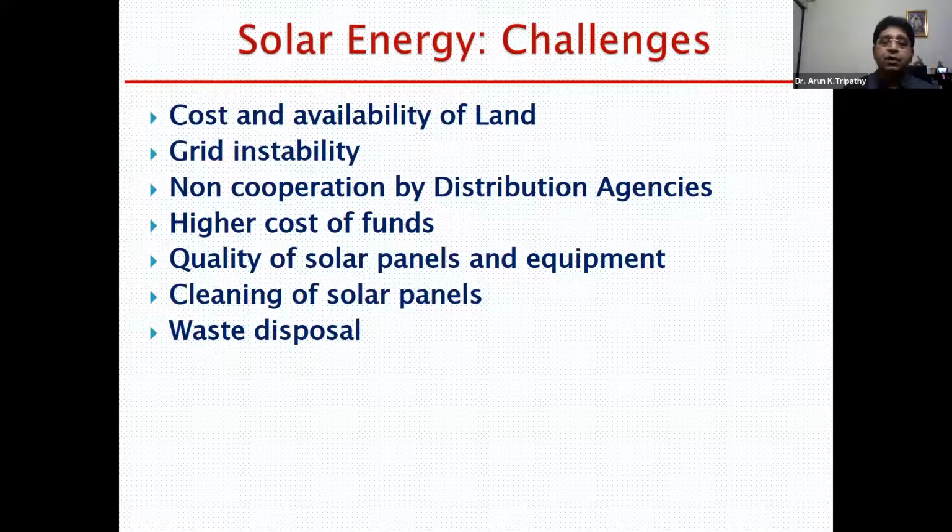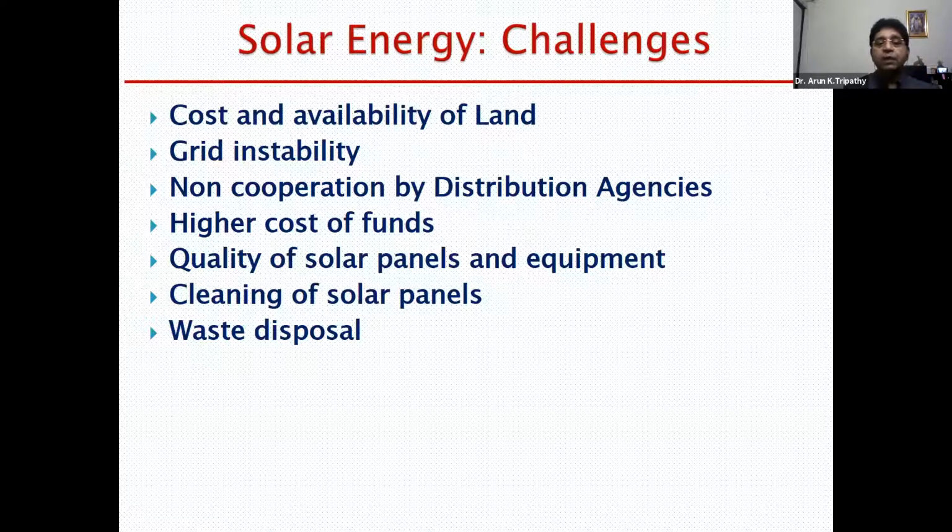Then non-cooperation by the distribution agency. This is the biggest challenge, that the distribution agencies are a little non-cooperative towards the renewables and the solar, in spite of having a lot of regulations, a lot of penalties, but slowly they are coming on board also. Higher cost of funds. In our country, the cost of funds is very high. Everybody knows it starts from a minimum of 8% to 12%, 14%.